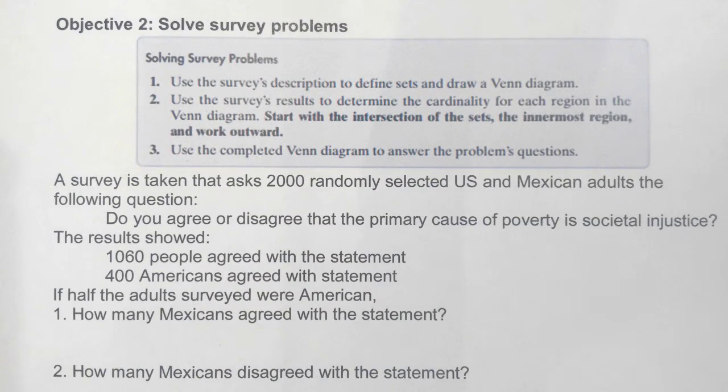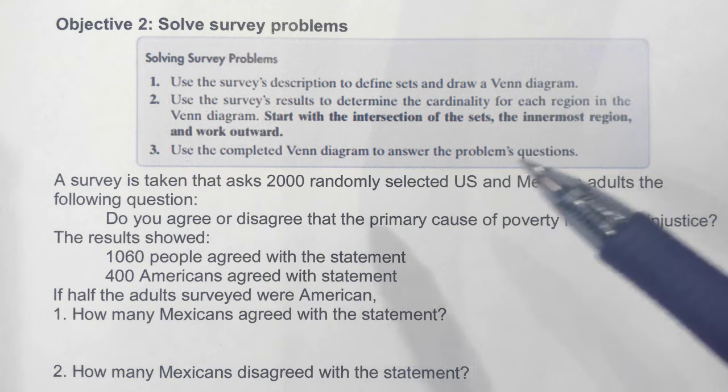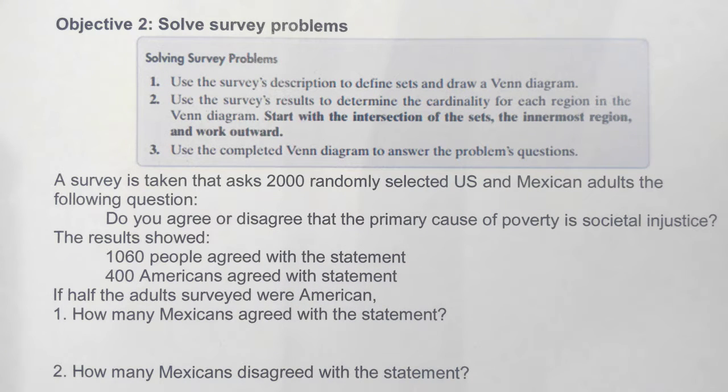Survey problems, solving them. Okay, so 1, use the survey's description to find sets and draw a Venn diagram. 2, use the survey's results to determine the cardinality for each region in the Venn diagram. Start with the intersection of the sets, the innermost region, and work your way outward. We talked about that yesterday, or I guess it was Tuesday. And then 3, use the completed Venn diagram to answer the questions. So with a word problem like this, draw a Venn diagram and then answer the questions. It's going to help you out a lot.